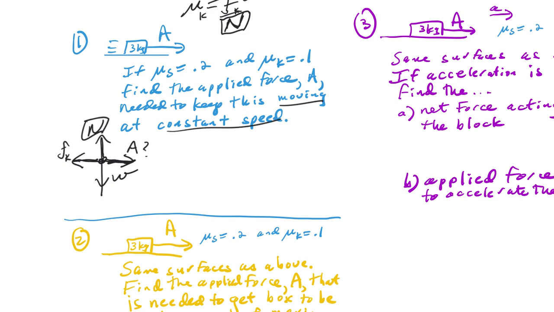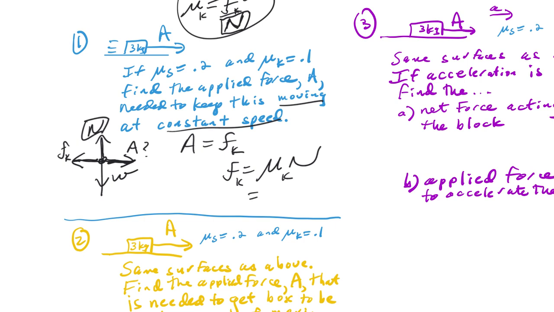If I'm going at constant speed, that means there's no net force. Net force is 0. The applied force has to equal the kinetic friction, the opposing force between the floor and the box. And that's what I'm looking for. So the equation for Fk, I'm going to take that equation on my equation sheet and just rearrange it. So F equals mu N.